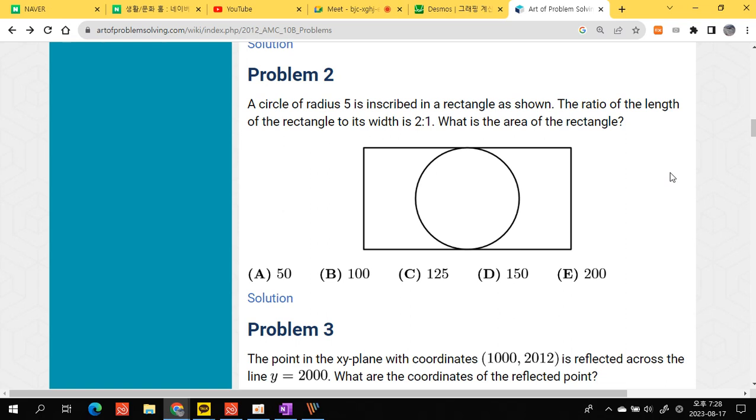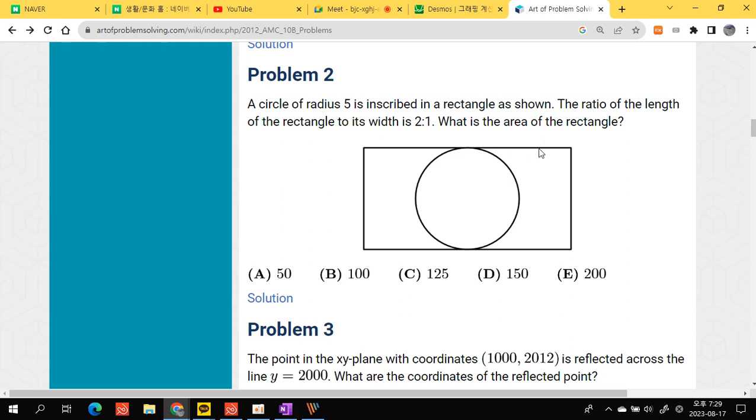Yep, so width is, no, the diameter. So width is 10 and the length is 20. So what's the area? Can you tell me the area of the rectangle?